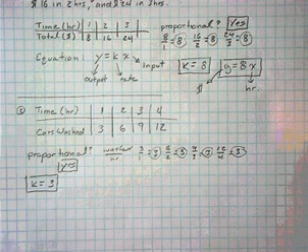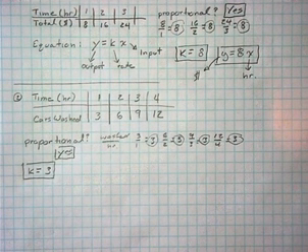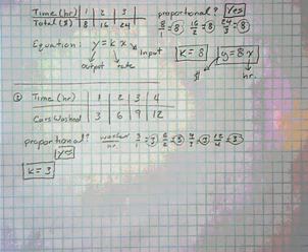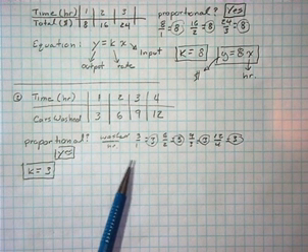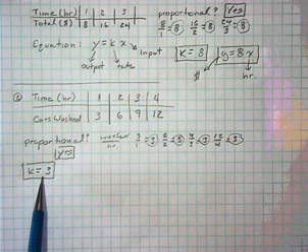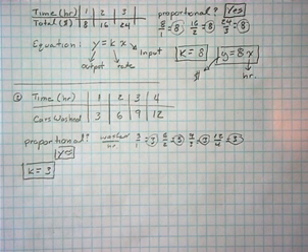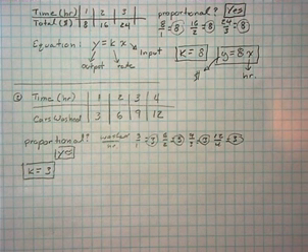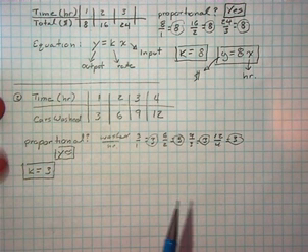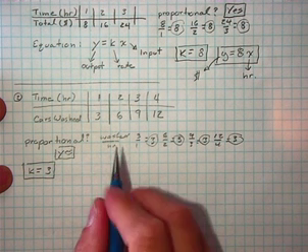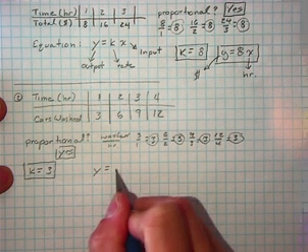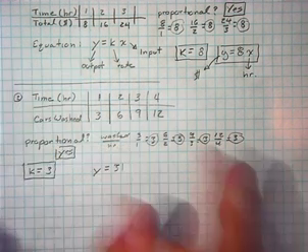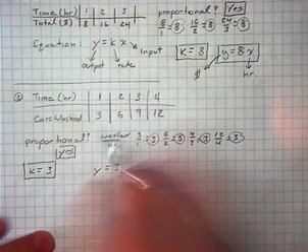And what's my equation going to be? So I know it's proportional. I know my constant's 3. Ryan, what's my equation going to be? y equals 3x. Yeah, y equals 3x.